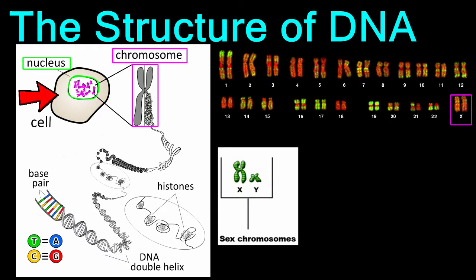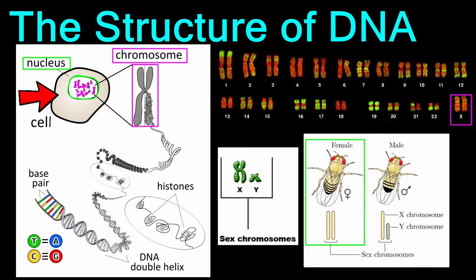In humans and many other animals, there are two types of sex chromosome, the X chromosome and the Y chromosome. If an individual has two X chromosomes, it will be female. Males, on the other hand, have one X chromosome and one Y chromosome.